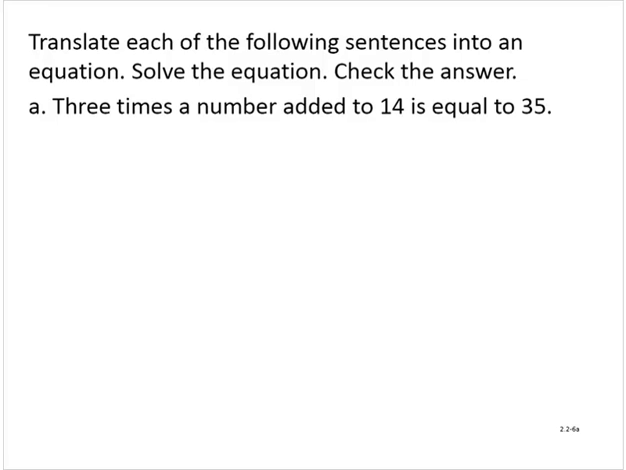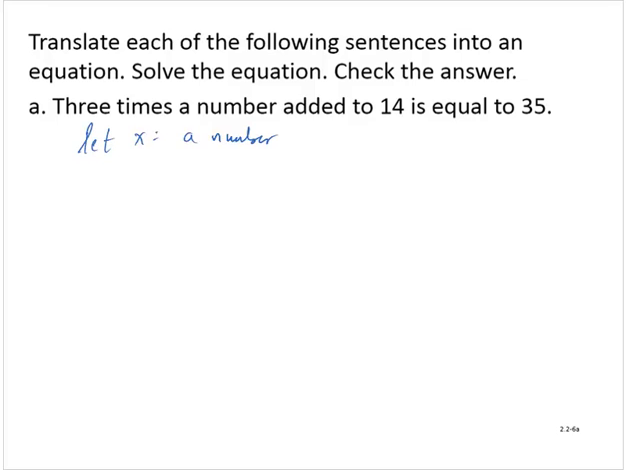Translate each of the following sentences into an equation, solve the equation, check the answer. 3 times a number added to 14 is equal to 35. So let's say that our number is x. So we'll say let x represent a number.